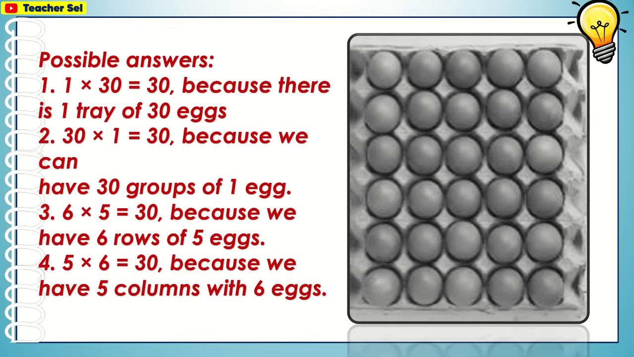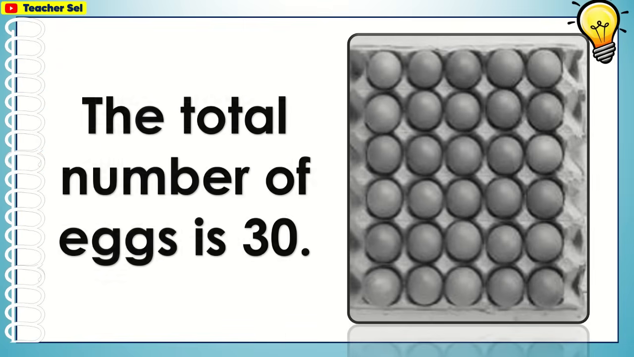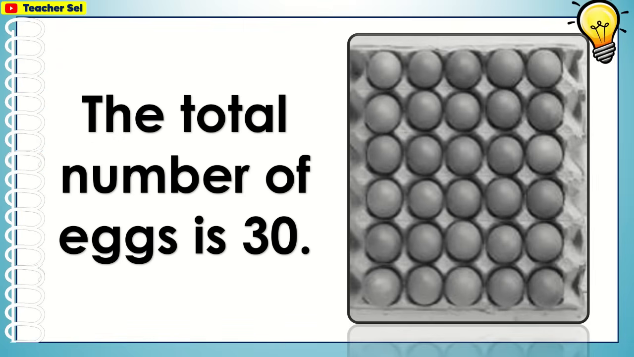1 times 30 equals 30 because there is one tray of 30 eggs. 30 times 1 equals 30 because we can have 30 groups of 1 egg. 6 times 5 equals 30 because we have 6 rows of 5 eggs. 5 times 6 equals 30 because we have 5 columns with 6 eggs. The total number of eggs is 30.